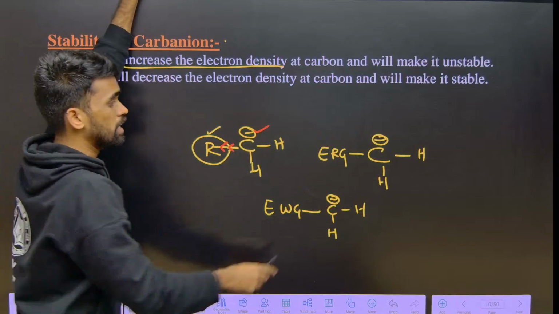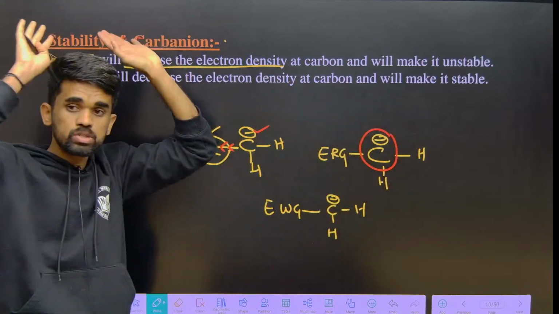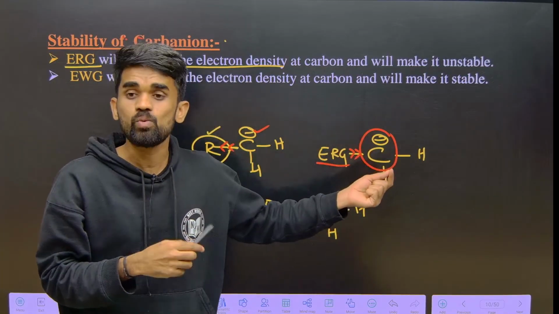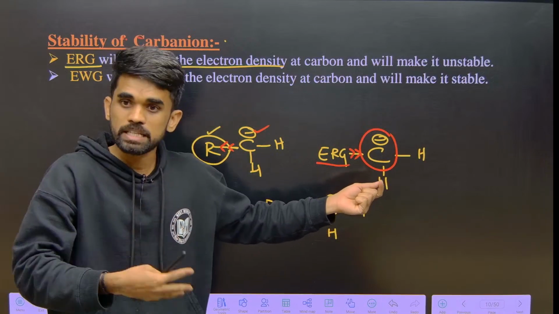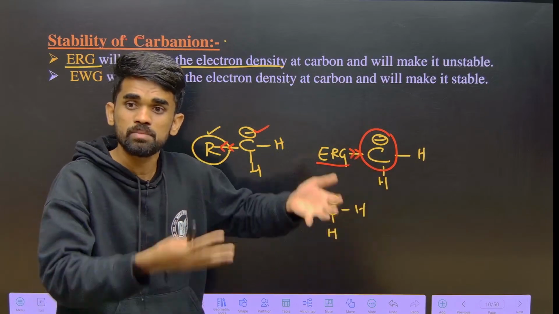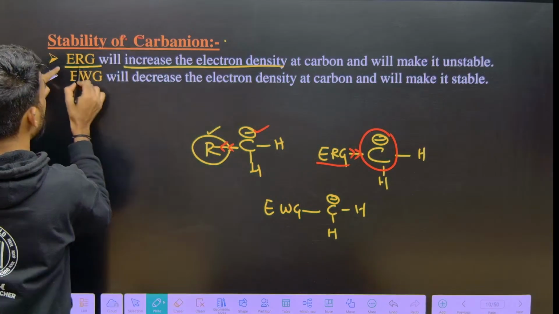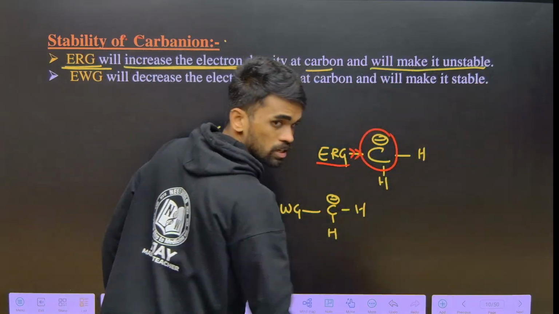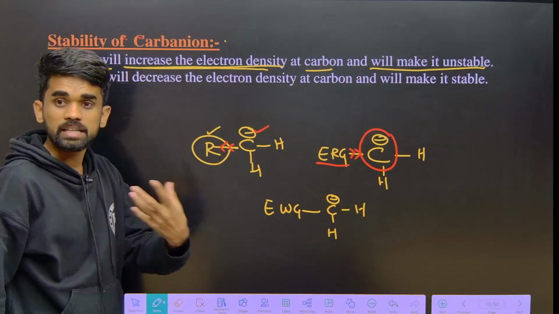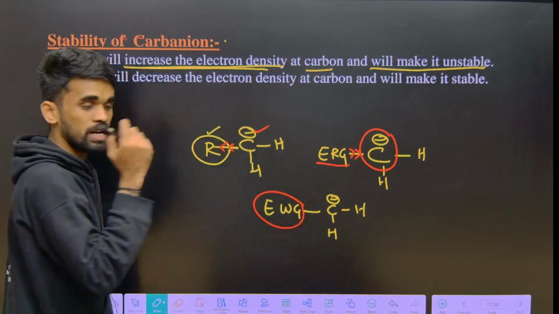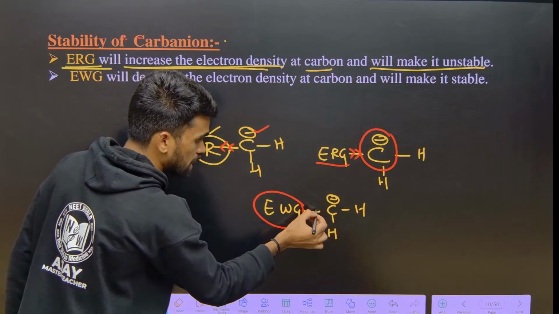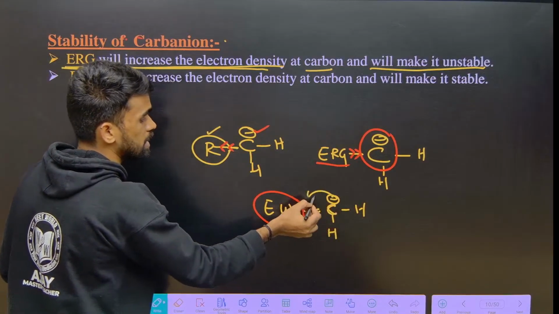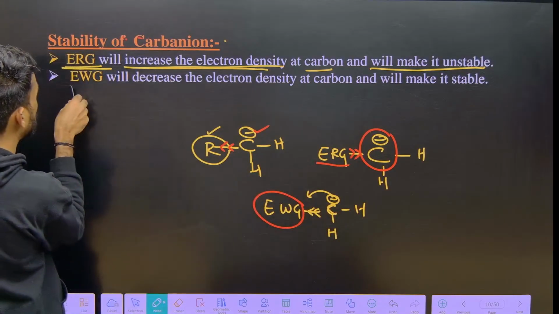Look here. Already a negative charge is there, already a huge weight is on its head. Now this group is also releasing electrons into that carbon. What happens? The electron density will be more, so the system becomes unstable. So electron releasing groups increase the electron density on the carbon and make it unstable. In the other case, if we have an electron withdrawing group, it will drag this negative charge through the sigma bond towards itself and stabilize the carbon. Yes or no?